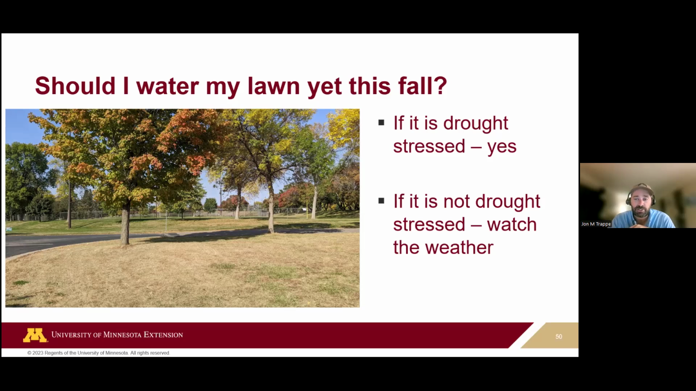If they're not drought stressed, if your particular area has gotten a little bit of rain, one of the lucky ones, then I would just keep an eye on the weather and watch your lawn, of course. Keep an eye on whether it's crunchy when you're walking across it. If it's really matted down like what you see here and there's literally no green in it, at that point I would start considering applying some moisture before the winter.